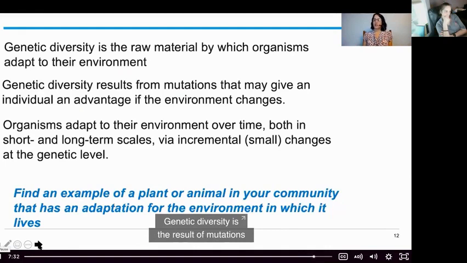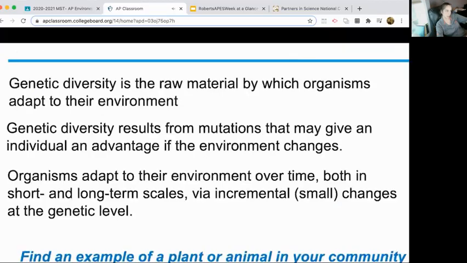Genetic diversity is the result of mutations that occur randomly and give an individual an advantage if the environment changes. And that is the essential knowledge statement that hopefully you understand. See if you can go out in your own community and find an example of a plant or animal that's really well adapted to the environment it lives in, and that'll help solidify this idea for you.